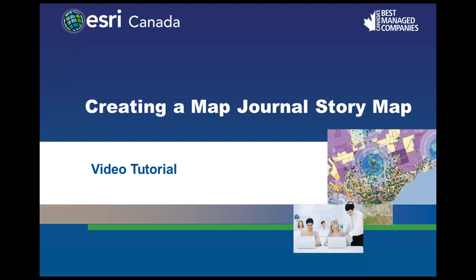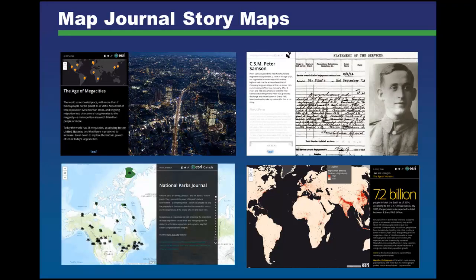In this video tutorial, you will learn how to create a map journal story map. Story maps use a combination of words and multimedia such as photos and videos that allow you to tell a story using a map. A few examples of where a story map might be suitable are to describe historic events, world current affairs, places you have visited, or tracing a soldier's journey through the use of a map.